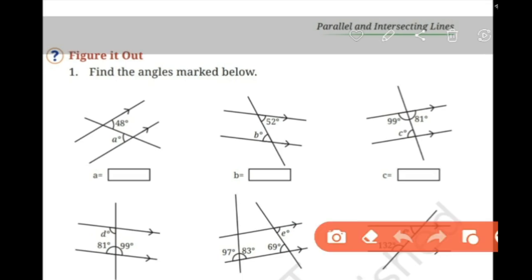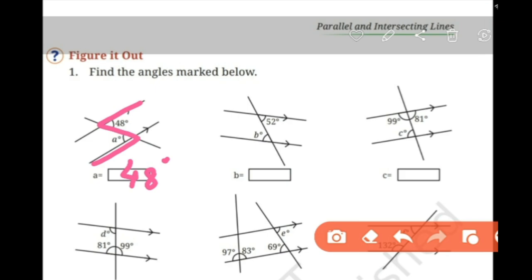Now as we can clearly see that angle A and 48 degree, these two angles are forming a Z shape, and Z shape means that they are alternate interior angles. Both the angles are on the opposite side of the transversal and in the interior region. So that is why these two angles are equal. So angle A is 48 degree.